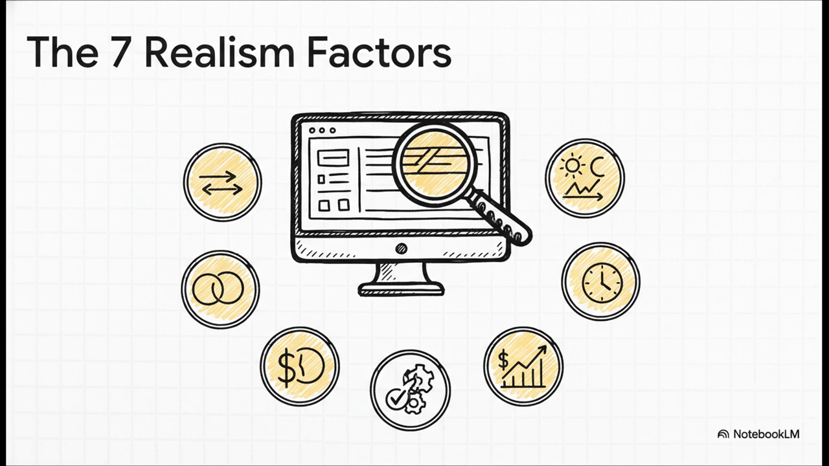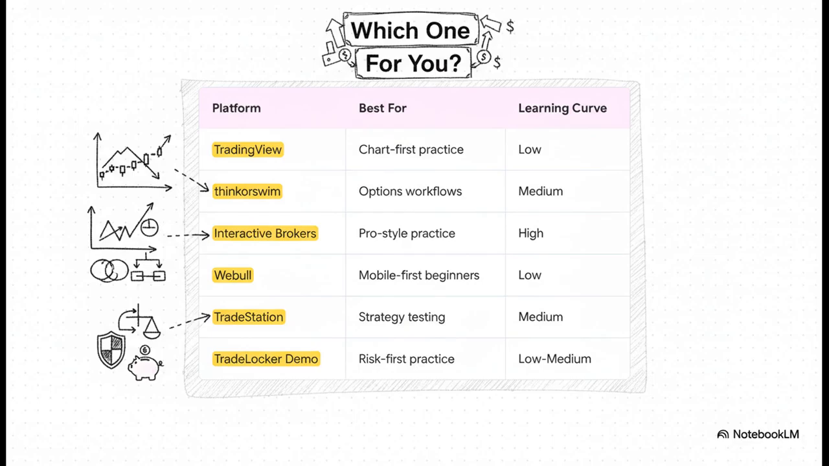For example, does it model slippage? Slippage is that tiny gap between the price you click and the price you actually get. A simulator that gives you a perfect fill every single time isn't just unrealistic, it's dangerous. It's teaching you bad habits that will absolutely cost you real money later. Same thing goes for fees and spreads. They might seem small, but in the real world, they can easily be the difference between a profit and a loss.